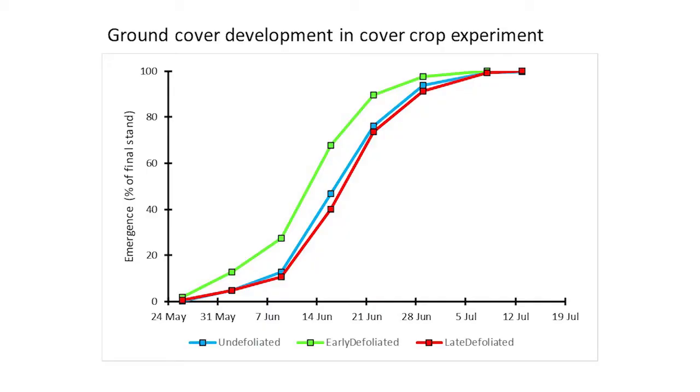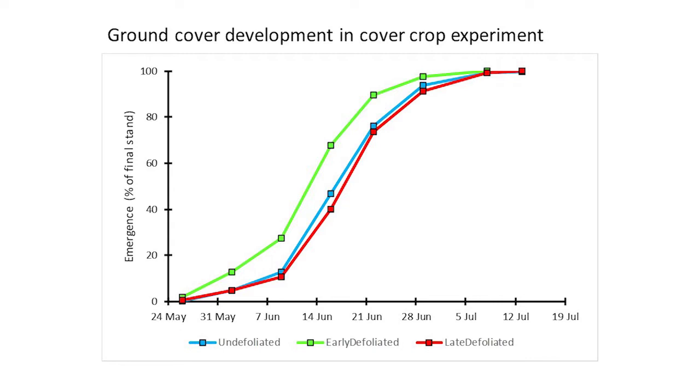If you cast your mind back to the first Members' Day, we discussed the effects of the cover crops and when it was defoliated on emergence of the potato crop, with the early defoliated cover crop resulting in early emergence of the potato crop. And what we've seen is that reflected in the development of ground cover. So there's a graph you can see which shows that the ground cover development is faster in the early defoliated cover crops than where the crops were either undefoliated or late defoliated.